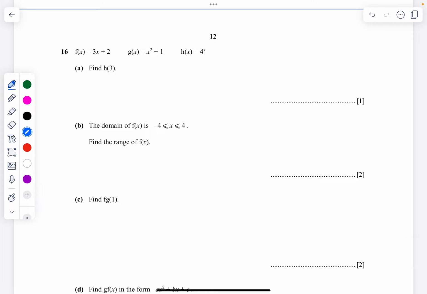f of x is given, g of x is given, h of x is given. Find h of 3. h of 3 is 4 power 3, which is nothing but what? 64. 4 power 3 is going to be 64.